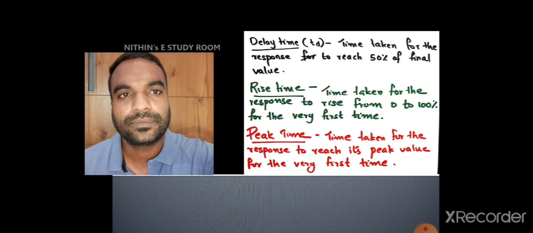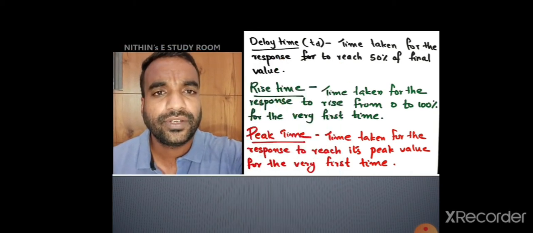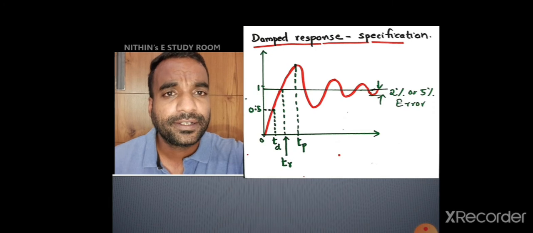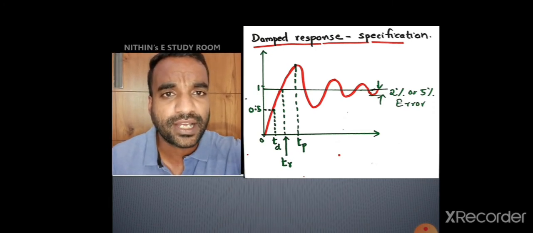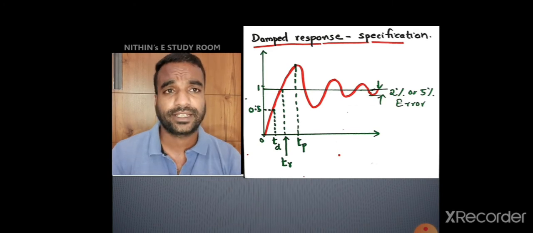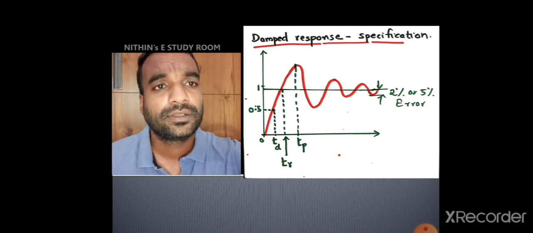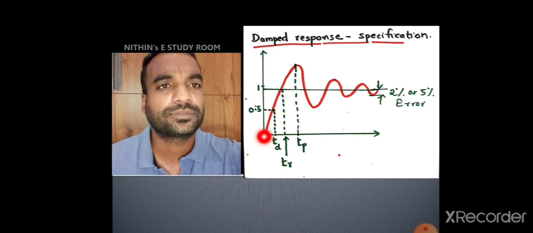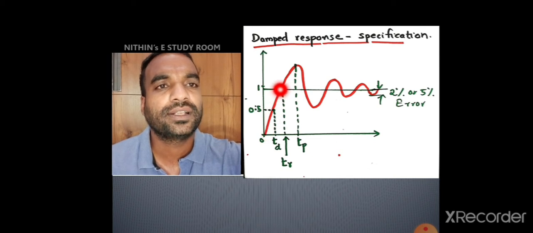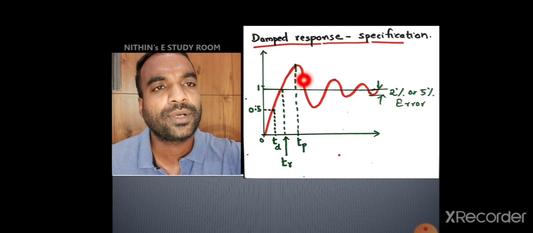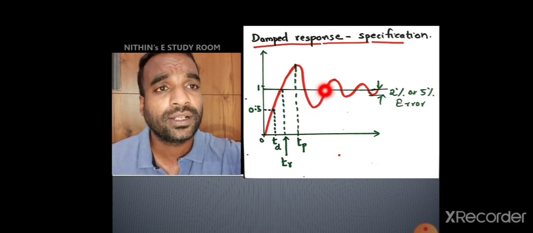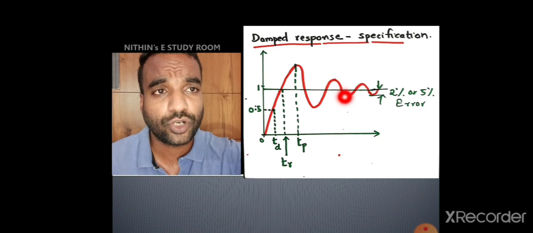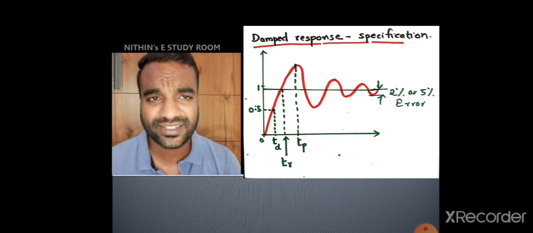So here we want to find the time taken for the response to reach the 100% value for the first time. So please observe, this is the response. It is going to 1. This is the first time. Again, it will shoot to some higher value and then come below. Again, it is going to 1. It is shooting above, going below 1. Like that, it is an oscillatory behavior.